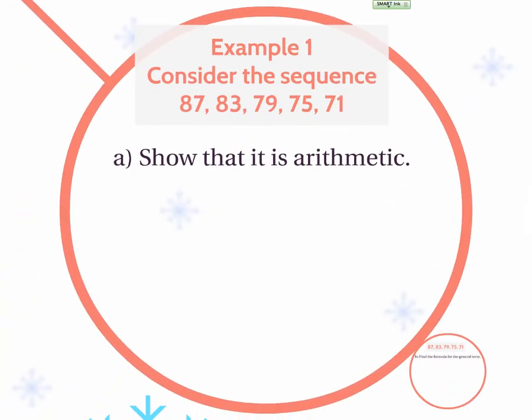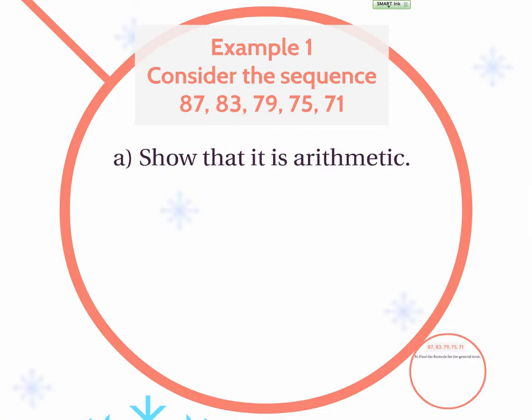So here we start. Example 1, we're going to consider this sequence. We're actually going to use this same sequence and do a bunch of different things. We're going to have 5 parts. The sequence we're going to take a look at is 87, 83, 79, 75, 71, and so on. Now we're going to start with the show that problem. So show that it is arithmetic.